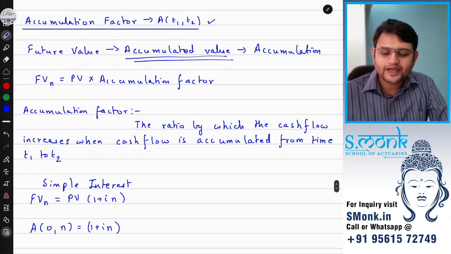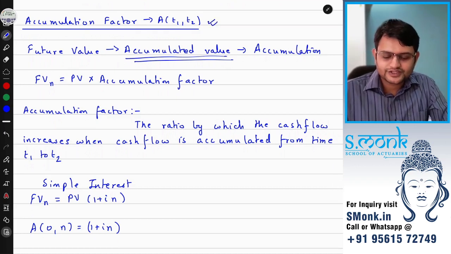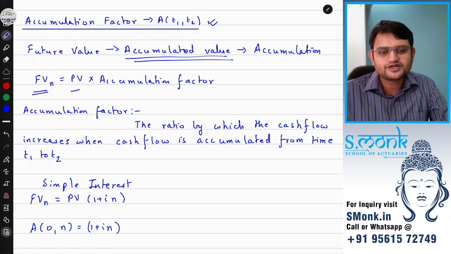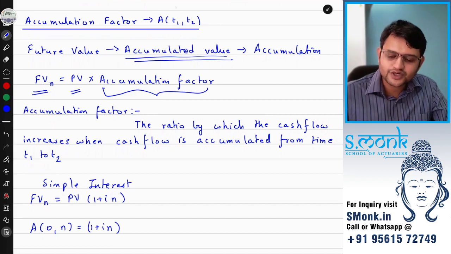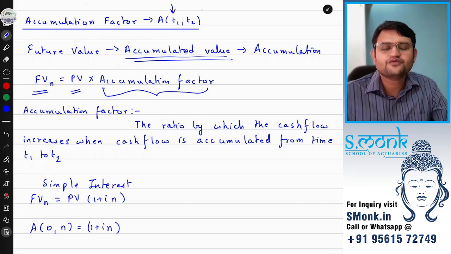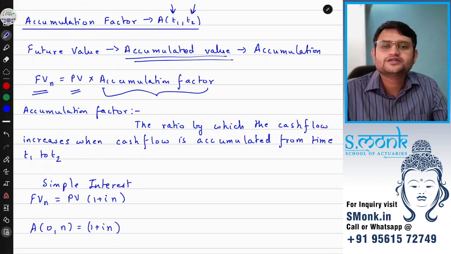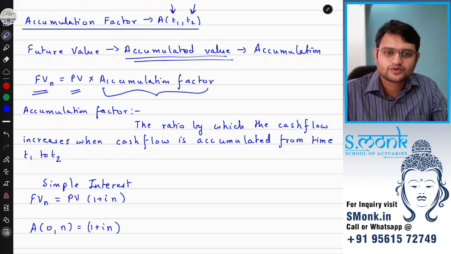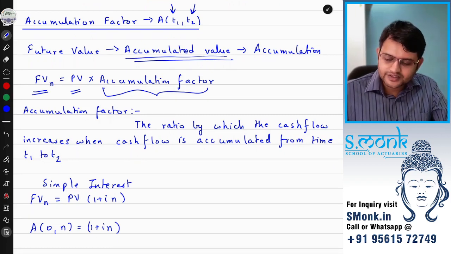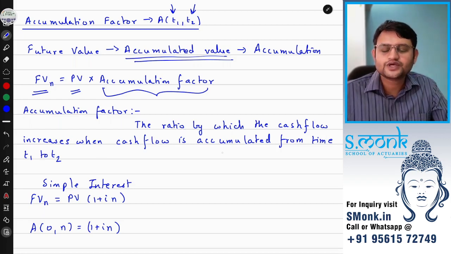So now we'll talk about accumulation factor. We say the accumulation value is nothing but present value into the accumulation factor. The accumulation factor is written as a function of two times. That is, the first time when we had invested the amount, and the second time when we are receiving the future value, or we are calculating this future value or accumulated value. So accumulation factor is nothing but the ratio by which the cash flow increases when the cash flow is accumulated from time t1 to t2.